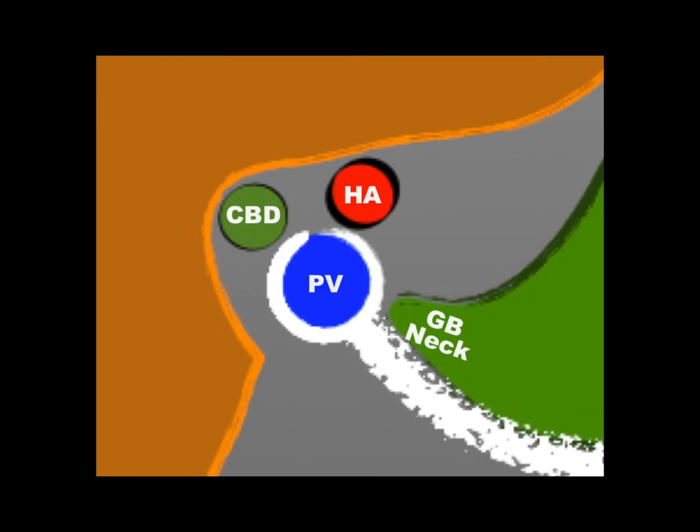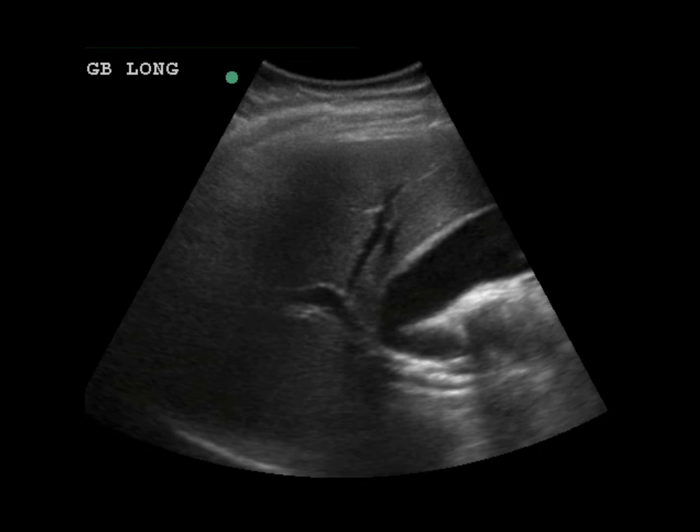And we should see these structures. We can see what's called the Mickey Mouse sign if you look at it here, being the portal vein, common bile duct, and the hepatic artery. Some people like to look for the common bile duct in that view. We'll talk more about that later. But what we're going to focus on right now is the gallbladder neck.